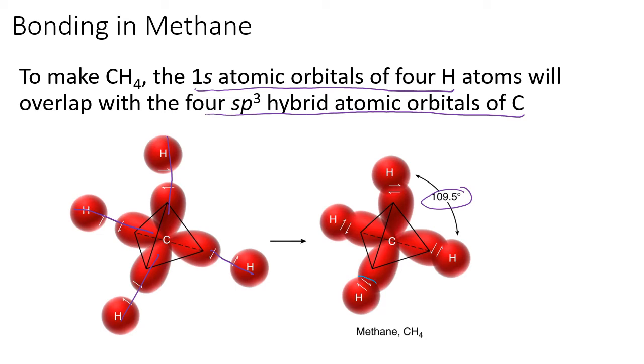We have a single sigma bond between an sp3 hybrid orbital on carbon and a 1s orbital on hydrogen. We have another sigma bond between another sp3 hybrid orbital and another 1s orbital. We have a third sigma bond between a 1s and an sp3. And lastly, we have a fourth sigma bond between the final sp3 hybrid orbital and a 1s on hydrogen. So in total, we formed 4 sigma bonds when forming methane, which is what we expected from looking at the Lewis structure. 4 sigma bonds means there are 4 single bonds in that molecule.